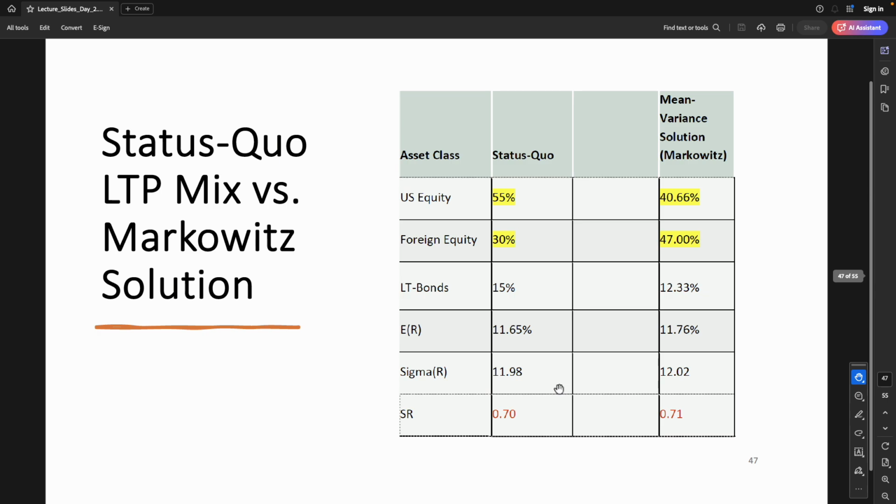But are they different? Markowitz says the tangency portfolio is the portfolio with the highest Sharpe ratio. Therefore, yes, we see here that the Markowitz tangency portfolio has a higher Sharpe ratio. But 0.7 versus 0.71 is pretty much the same.